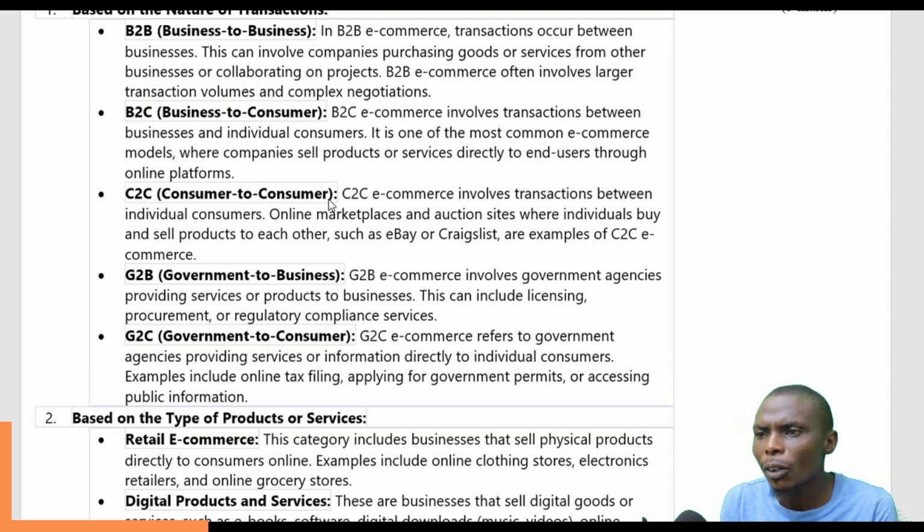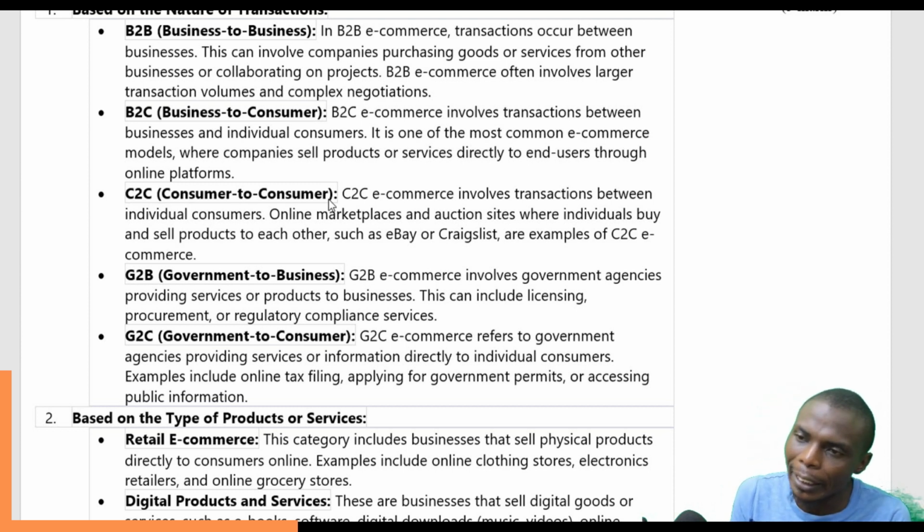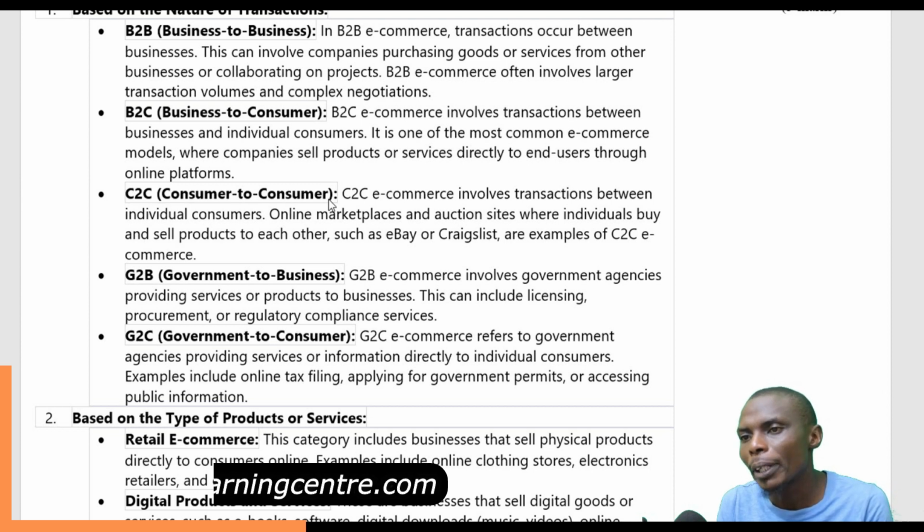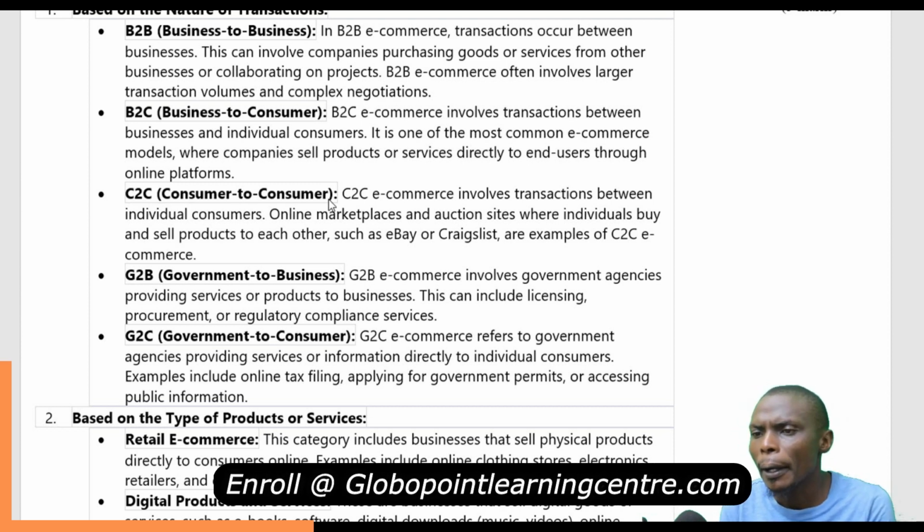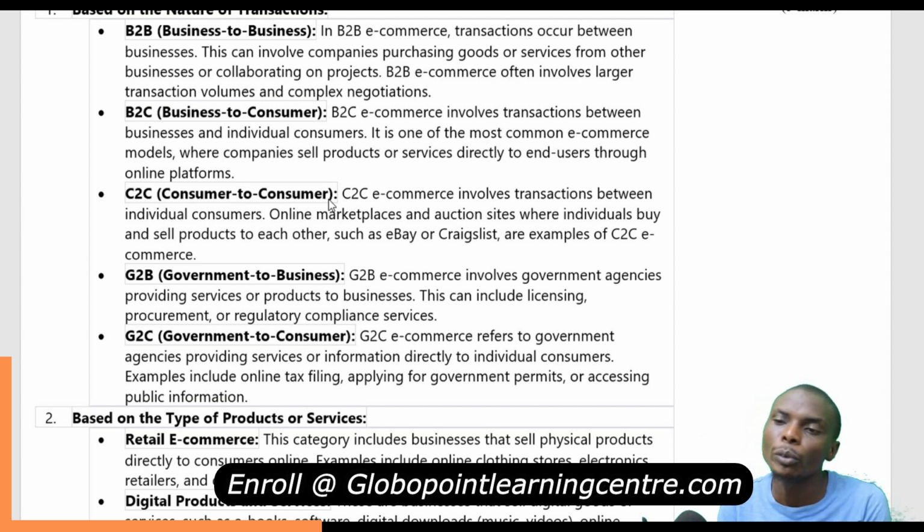Then we have consumer to consumer, or what we say C to C. So in C to C, it majorly involves transactions between individual consumers. So online marketplaces and auction sites where individuals buy and sell products to each other are such models. Maybe those who have done business on eBay, where maybe you bought a product and you are selling it again to another person, yet you are not the company. So it is a consumer doing a transaction with another consumer.